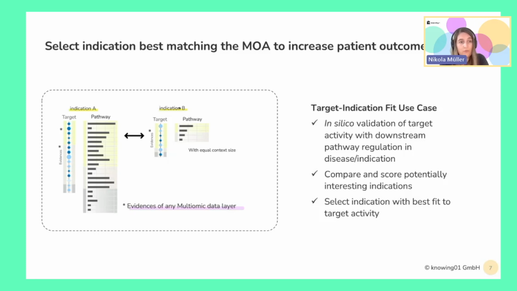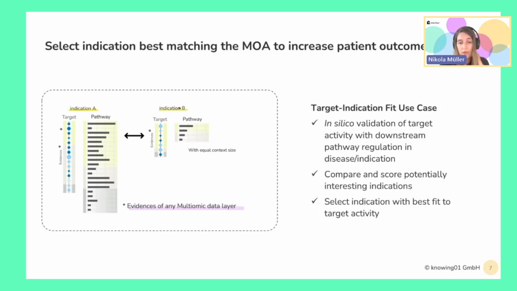Here, for example, you see two differences visualized very simply. Indication A has a high priority because you see a lot of signal, a lot of regulation that is key to the disease, while comparing to indication B, where we have the same context size, the evidence is really marginal at best. So you definitely have a high priority for indication A and a good likelihood that this indication might actually work best for your new drug. I would call this target indication fit, where it's about in silico validation of the target and the activity, here for example in downstream pathway regulation. It's about comparing and scoring the interesting indications to then select an indication to put into the clinical strategy.